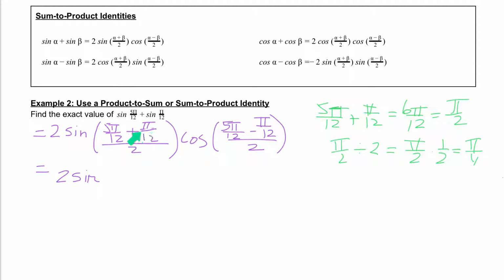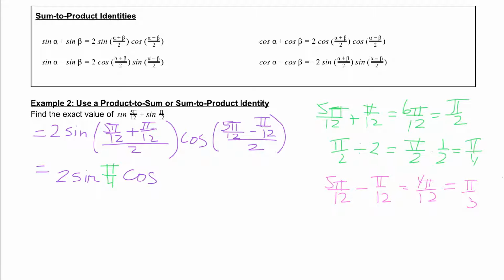So when we add these two together on the numerator and then divide it by 2, we end up with pi over 4. So we want to take the sine of pi over 4 times the cosine, and now we have to do the same thing in here. So we're going to take 5 pi over 12 minus pi over 12. And again, we have common denominators, which makes it a lot easier. So we can just subtract the top. 5 pi minus pi is just 4 pi over 12. And simplifying 4 pi over 12, 4 over 12, we can get pi over 3.